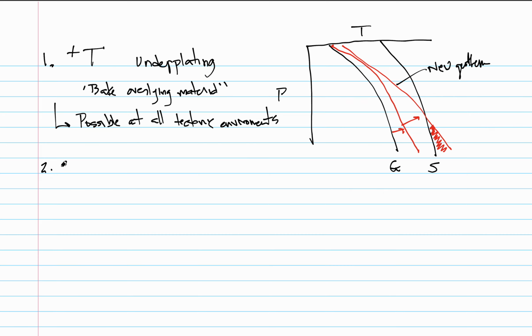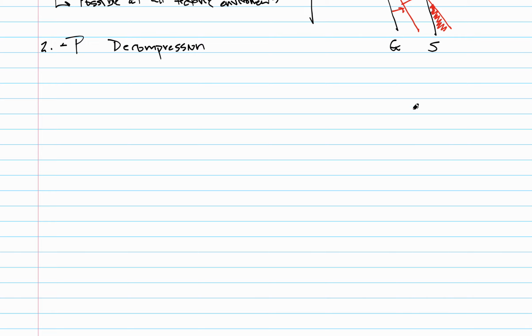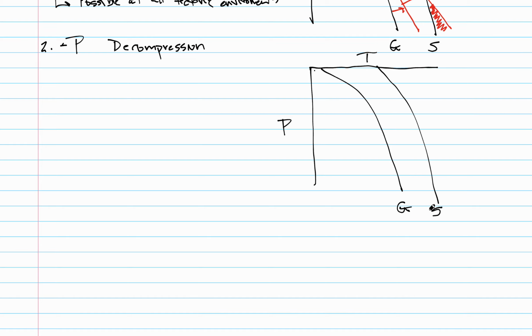The next, we're going to give the symbology of minus P, and what minus P means is drop in pressure. Underplating was increase in temperature, we're baking. Minus P means decompression, and I'll show you on a graph how decompression can actually change a rock and allow it to cross the solidus and melt. So we'll draw our graph again. I would strongly recommend that you can do this on an exam. Here is temperature, and here is pressure, and the geotherm is here, and our normal solidus is here.